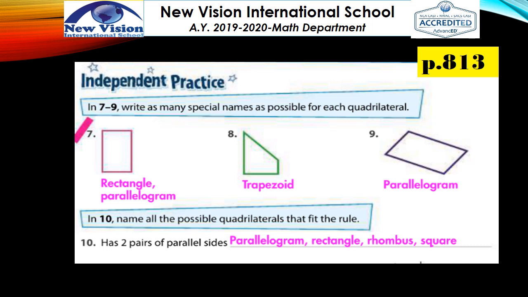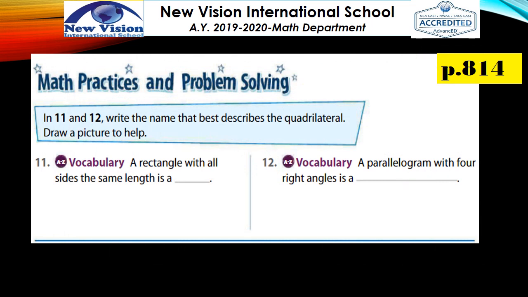For number 8, it's a trapezoid because it has exactly one pair of parallel sides. And for number 9, it's a parallelogram. For number 10, it has two pairs of parallel sides. They are parallelogram, rectangle, rhombus, and square. Remember that. So we have page 814, number 11.